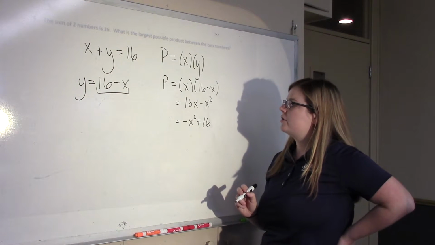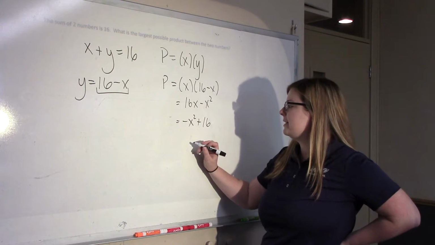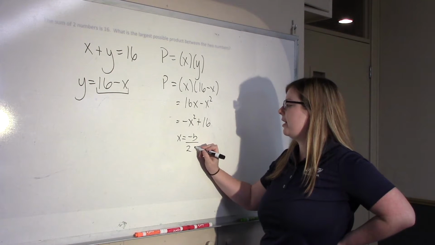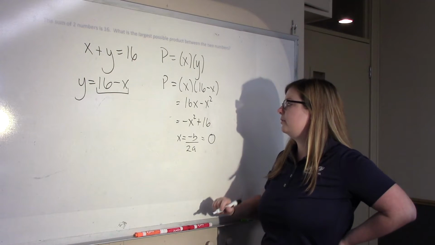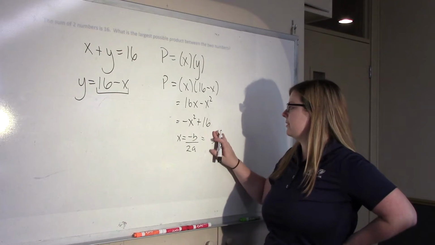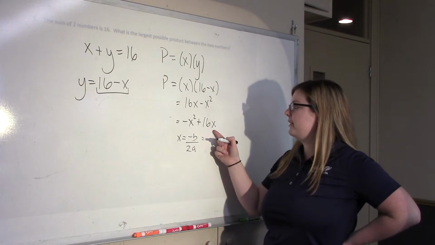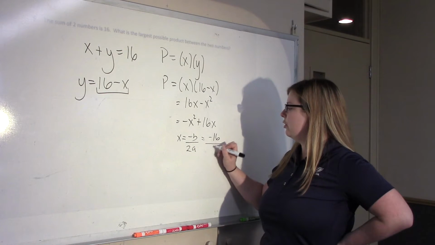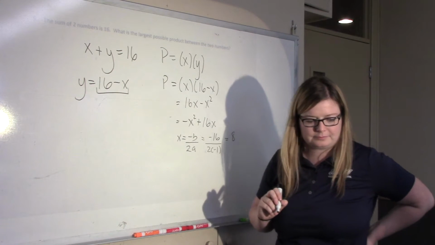So we want to find the largest possible product, so we just find the vertex. So you might say, Mrs. Weens, I have to do x equals minus b over 2a, and there's no b value. Well, there is a b value and an a value, but no c value. So you get negative 16 over 2 times negative 1, so you get 8.